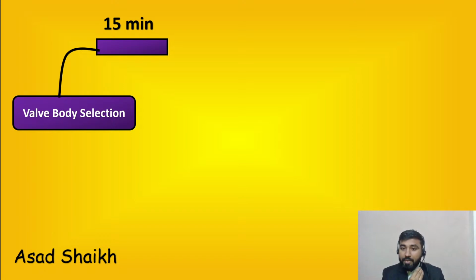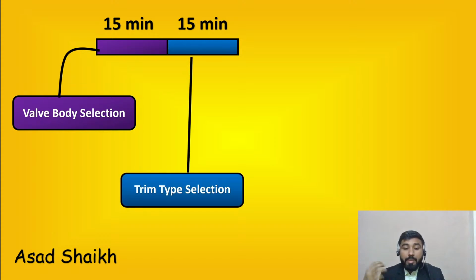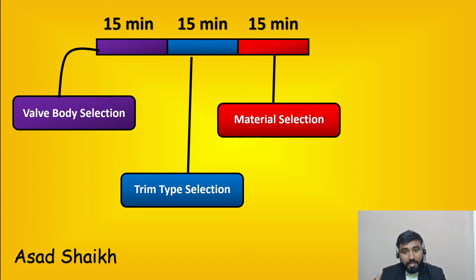That was going to be our first part. Then the next 15 minutes we'll focus on the trim selection, especially which type of trim to be selected, and we'll try to have some kind of thumb rules or kind of like an algorithm, so that when you make your data sheet you have a basic idea of, okay, fine, for this application this should usually be the trim type selection. Then next we will look at material selection.